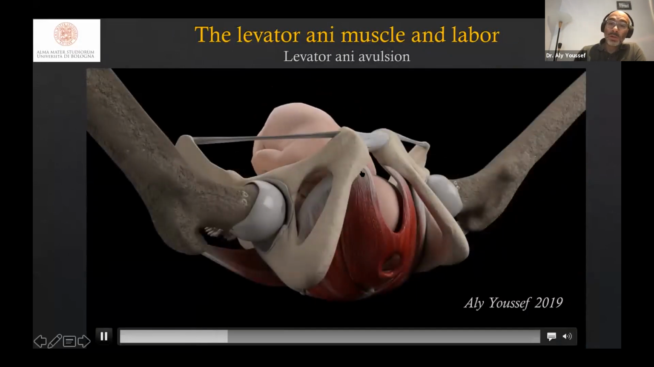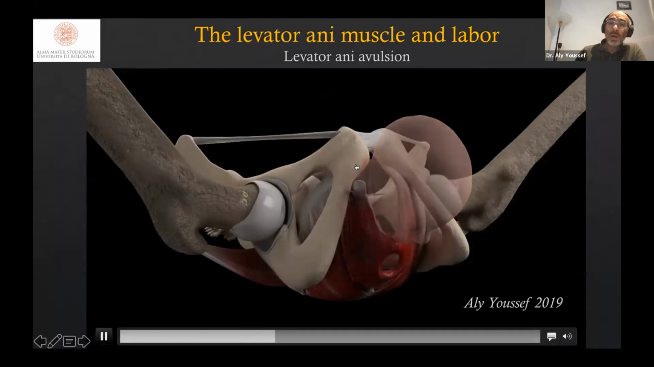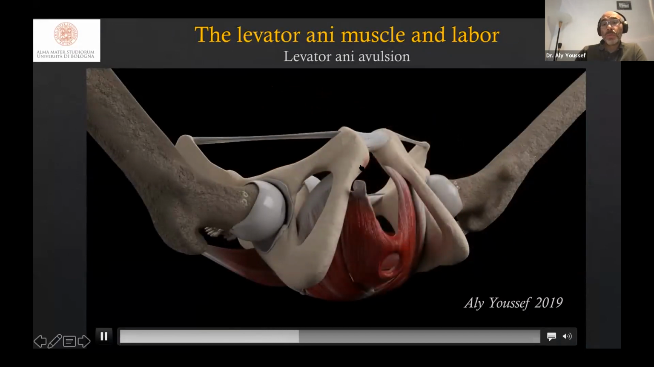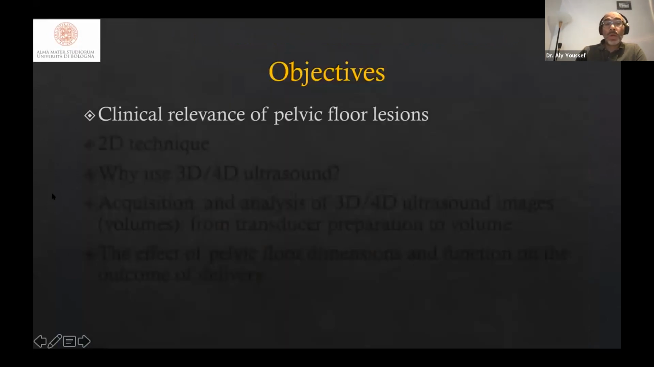A levator ani avulsion is a detachment of the levator ani muscle from its insertion on the pubic rami. So this is where the damage happens, and we'll see how ultrasound contributed to our understanding of the function and integrity, and potential damage, of the levator ani muscle.